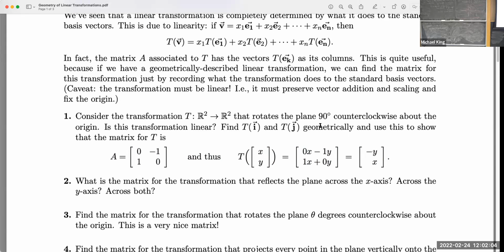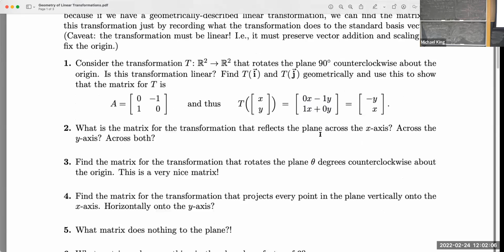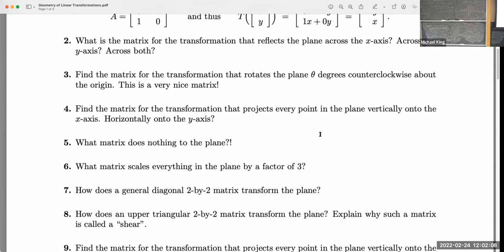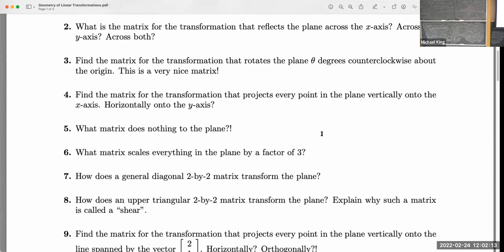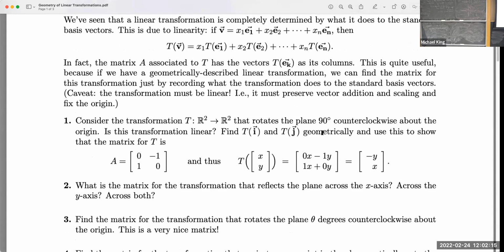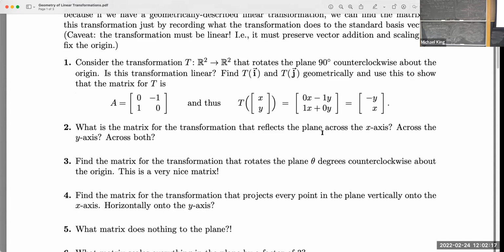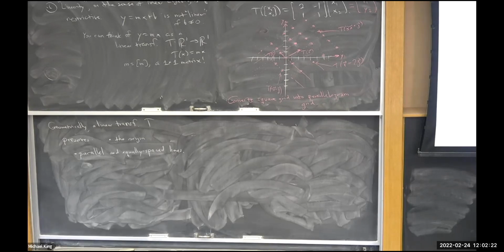I'm basically going to do this example of rotating the plane 90 degrees counterclockwise, and then I'm going to put you into groups and have you do more and more examples. You can try to come up with examples, like try to build the matrix for lots of different transformations. And to me, this is fun. So let's just do this.